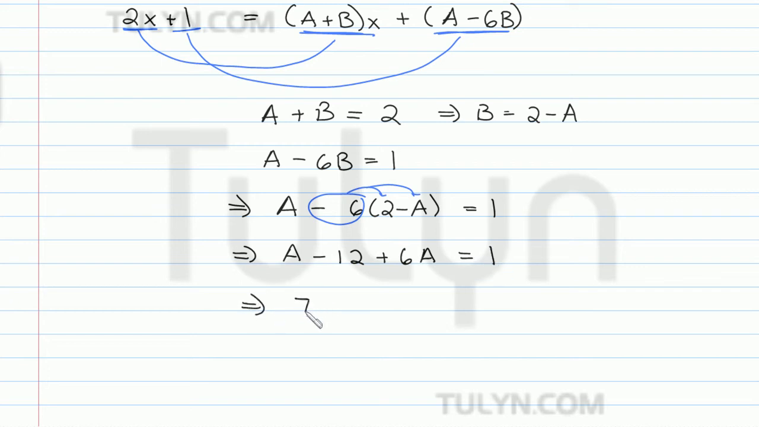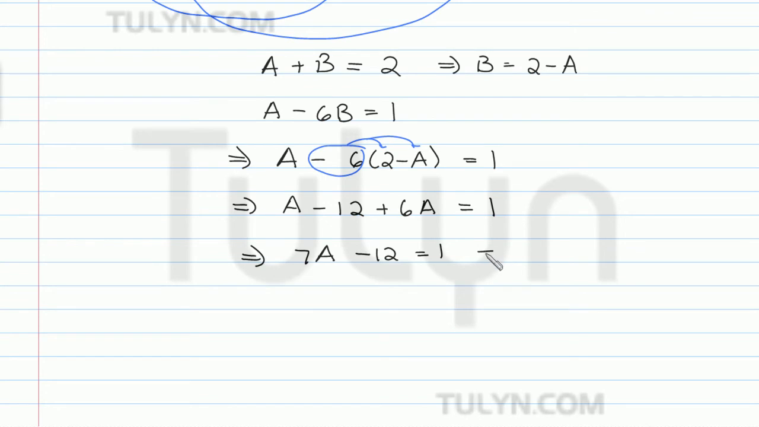So 7A minus 12 is equal to 1. And thus A has to be equal to 13 over 7. So we've got our A. Now we need to find our B. And the way to do that is to just plug it into whatever equation you want. So let's plug in our A into the first equation.